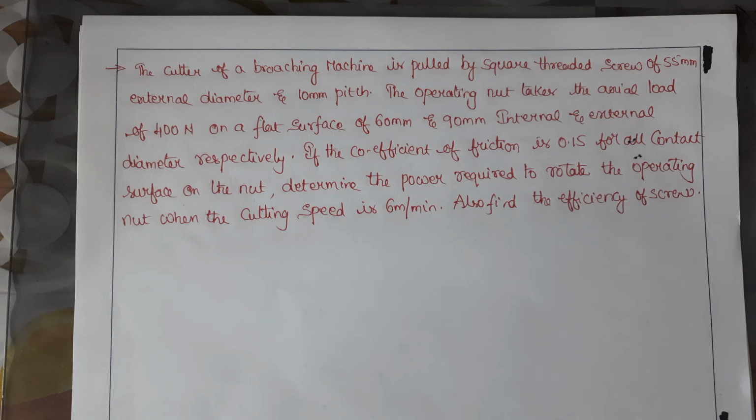If the coefficient of friction is 0.15 for all the contact surfaces on the nut, so he is mentioning the coefficient of friction will be the same for both collar as well as screw and nut. So tan phi will be equal to 0.15 and mu is equal to 0.15. Both will be equal. Determine the power required to rotate the operating nut when the cutting speed is 6 meters per minute. Also find the efficiency of the screw. The efficiency can be calculated by the formula ideal effort by actual effort. The ideal effort is nothing but T naught, and the actual is the total torque T.